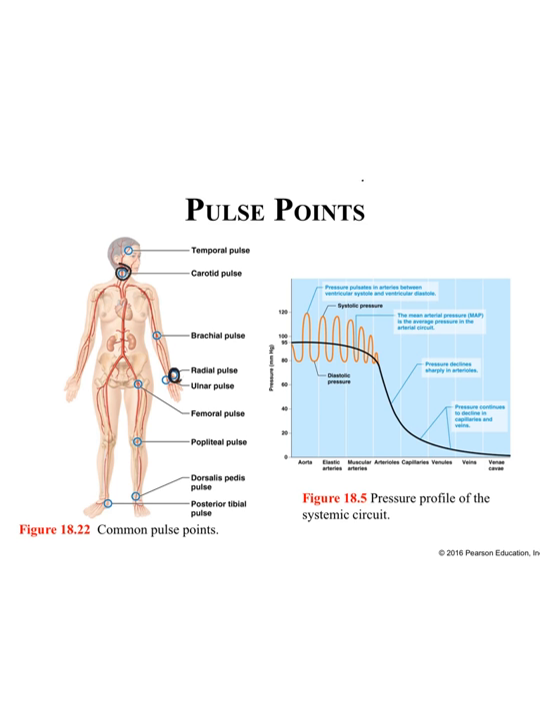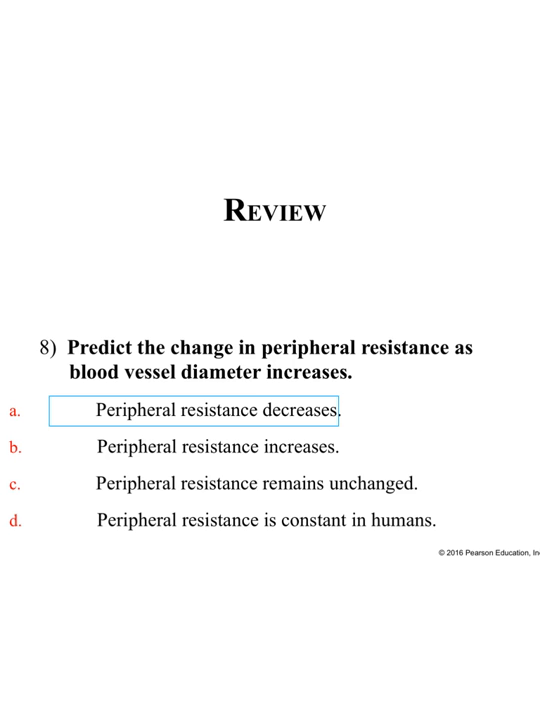So to review, if we look at the change in peripheral resistance as the blood vessel diameter increases, so if it starts smaller and gets larger, that means it's not going to be squeezing on the blood as much, which means the peripheral resistance is decreasing.